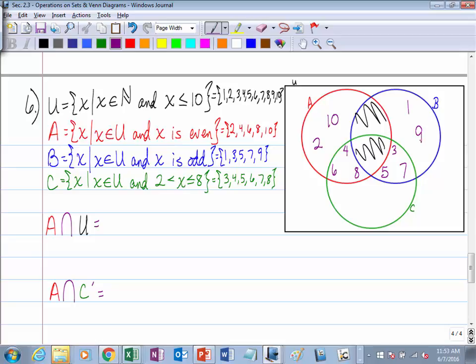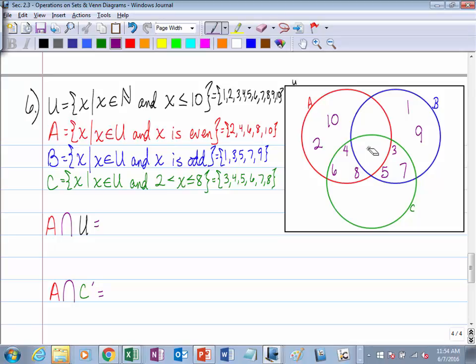Okay, and that takes care of everything. So we've got 1, 2, 3, 4, 5, 6, 7, 8, 9, 10. So there's also nothing that's in this area that's outside of all three of the circles. All right, so that would be what our Venn diagram would look like.